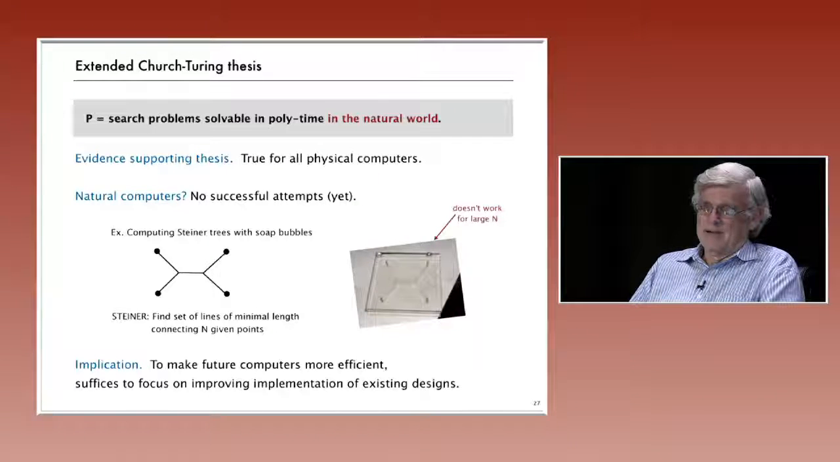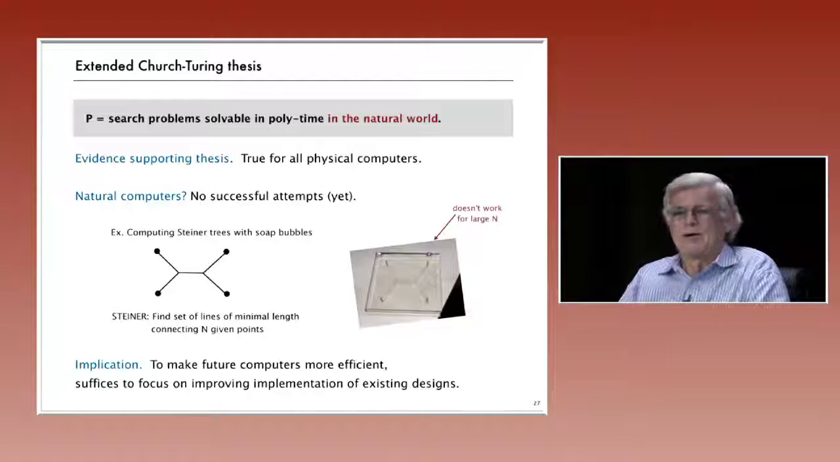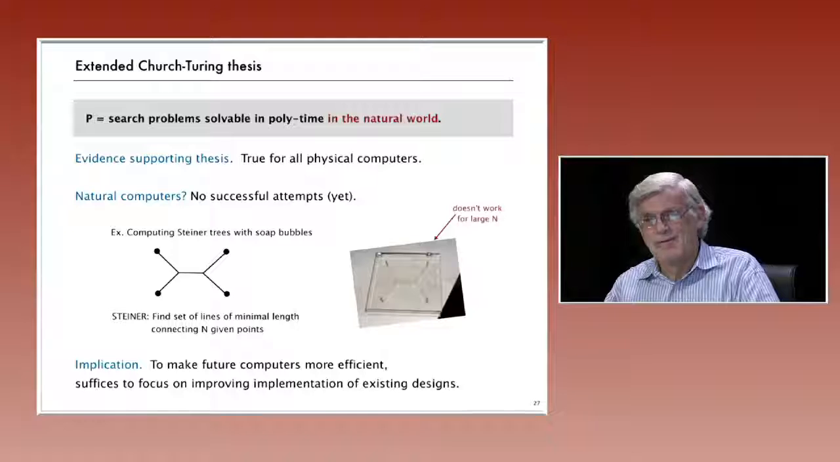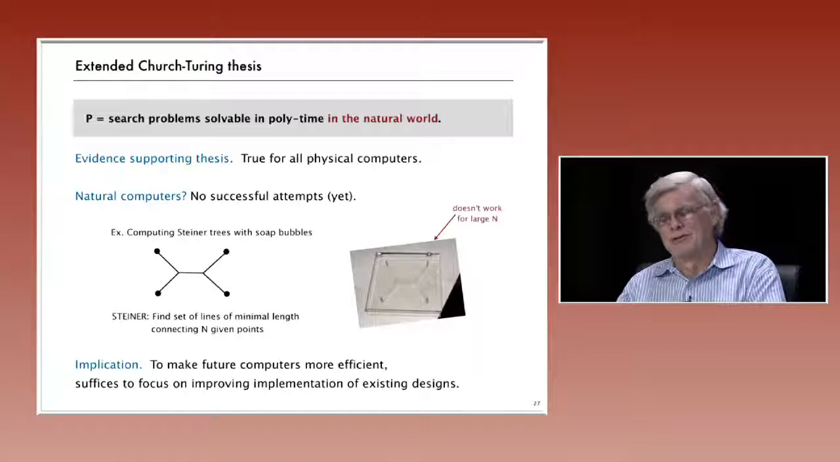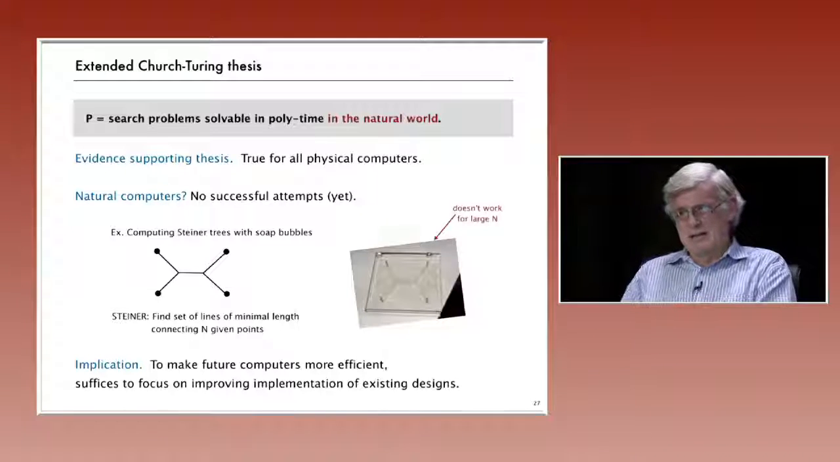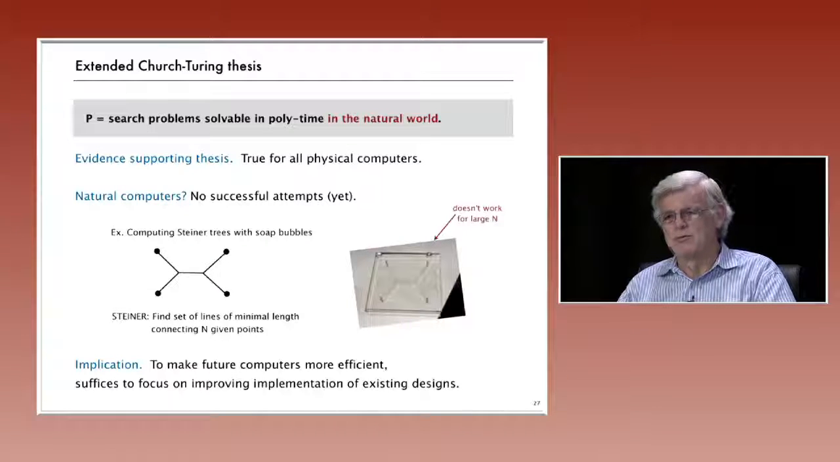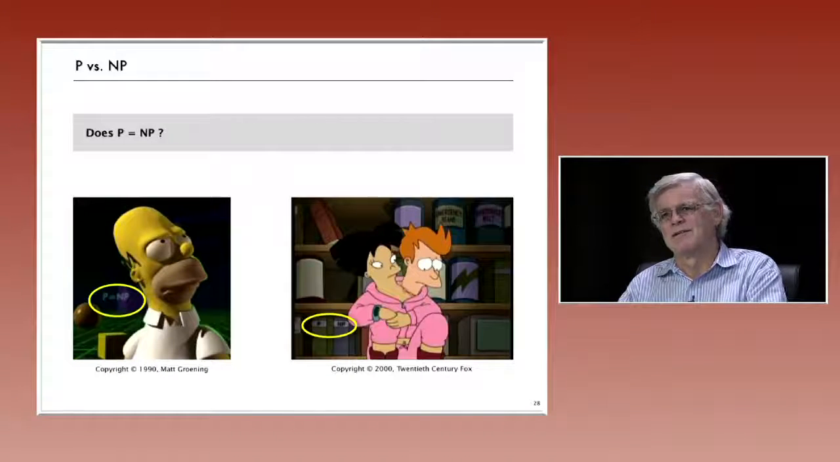But the extended Church-Turing thesis hasn't been with us for as long as the Church-Turing thesis, and maybe it's not quite as strong, but it's held for quite a long time. People are assuming that there's not going to be a design that's going to make the difference between polynomial time in this natural world. If we're going to make future computers more efficient, we're just going to improve our existing designs. That's the extended Church-Turing thesis.